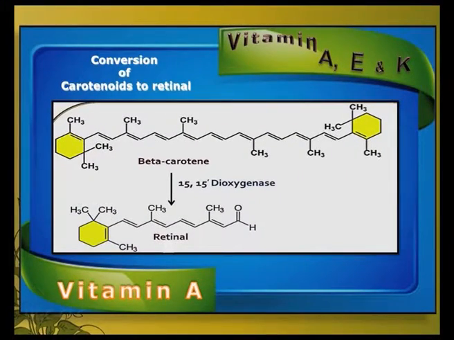This slide shows the conversion of the provitamin A carotenoid pigments to the biologically active form of vitamin A, like retinal or further retinol, by the action of 15,15' dioxygenase enzyme present in our body.